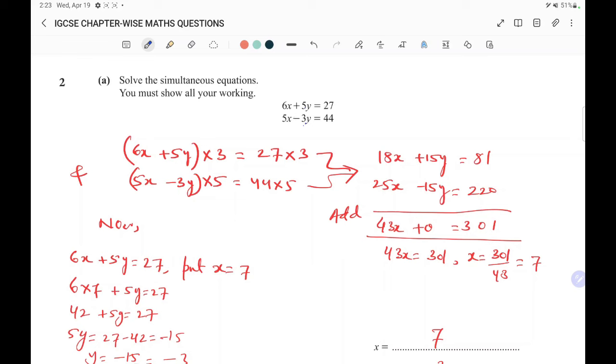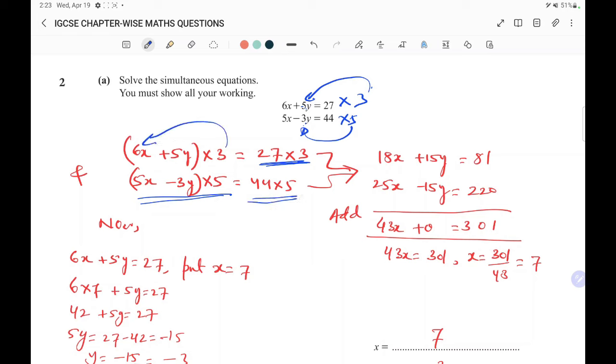The y coefficient is 3 here, so multiply by 3, and the y coefficient is 5 here, so multiply by 5, so that 3 times 5 and 5 times 3 are both 15. So I did that here. 6x plus 5y equals 27, times 3. Now multiply the other by 5: 5x minus 3y equals 44, times 5.